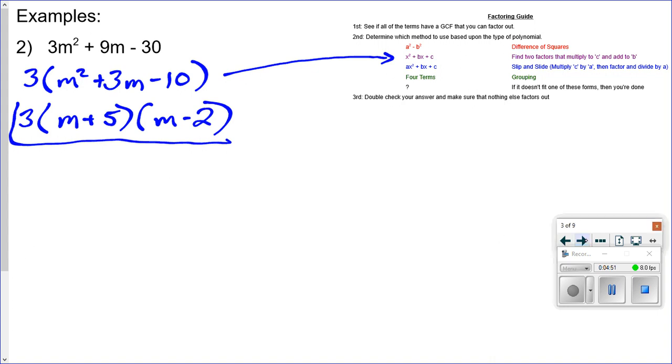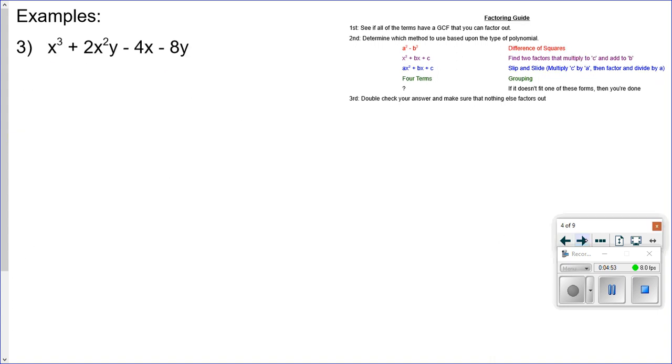All right, let's look at the next one. I think I have about 8 examples here, all using the different forms that you're going to see. All right, so this one has 4 terms, and there's nothing common that I can factor out here. So I'm using this method down here, one for 4 terms, and it says to use the grouping method.